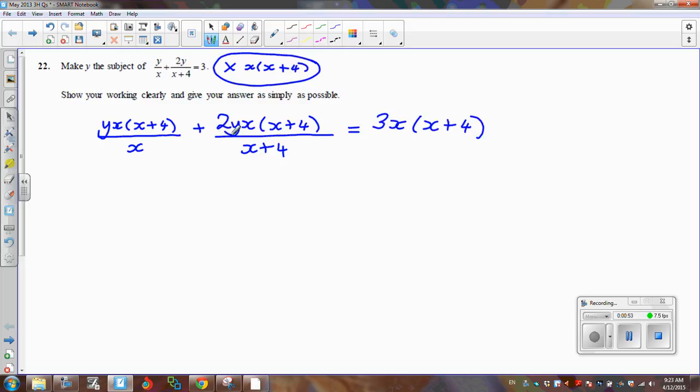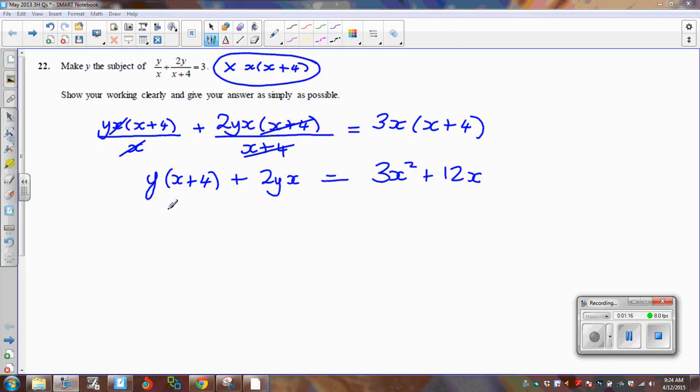Now the reason I've done that, it looks a bit messy at the moment, is because here the x's will cancel, here the x plus 4's will cancel. So the left hand side becomes y(x plus 4) plus 2yx is equal to, and I'm going to remove the brackets here as well, 3x squared plus 12x.